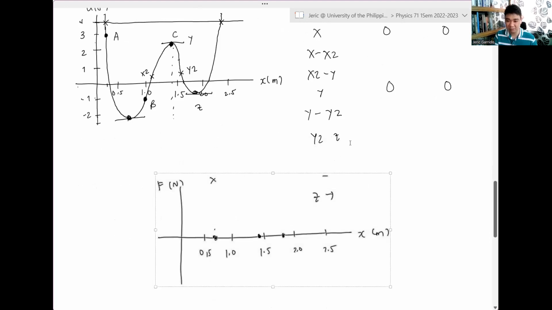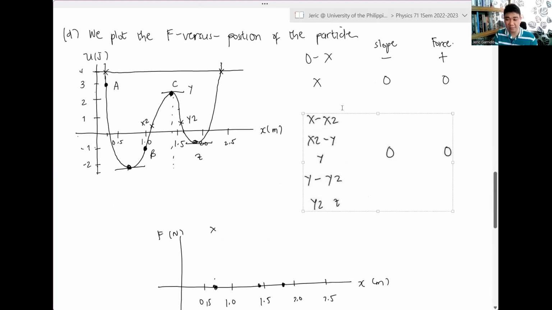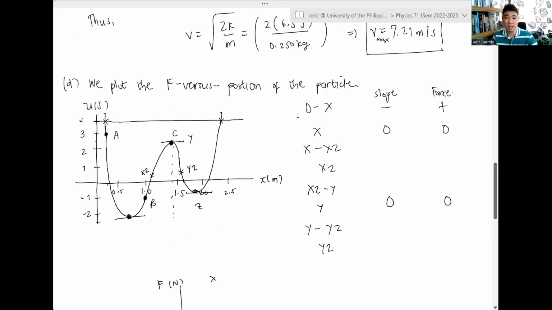Wait lang, ibaba ko to. Ayusin ko na lang muna. Sige. What about from X to X2? From location X to location X2, ano yan? Positive ang slope, therefore what can we say about the force? Negative, tama. Negative to. Okay, sige.